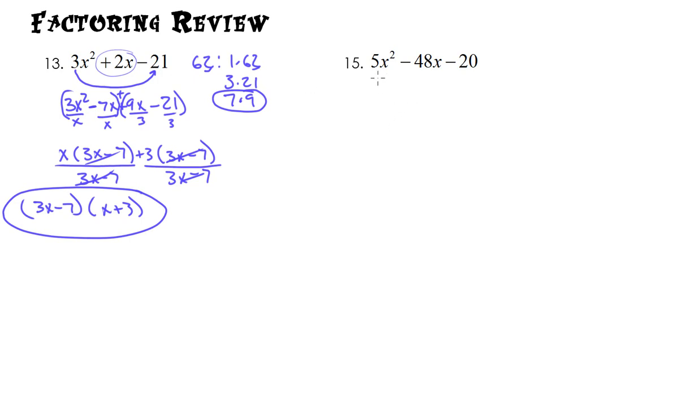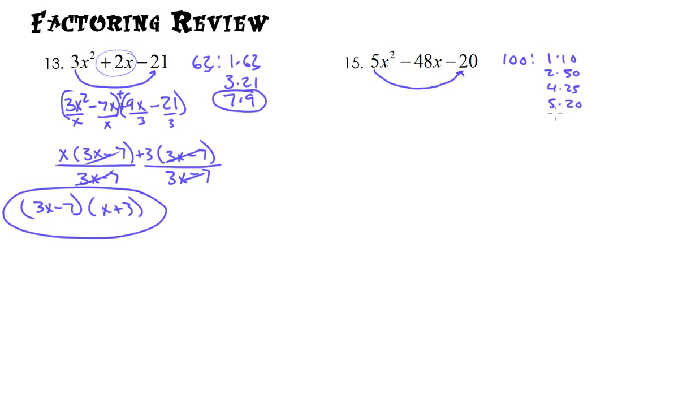Okay. Now over here on this one, I'm going to actually show you a little bit different way. We're still going to multiply the first by the last. 5 times 20 is 100. Again, I'm going to ignore the negative in there to come up with factors of 100. 1 times 100, 2 times 50, 4 times 25, 5 times 20.